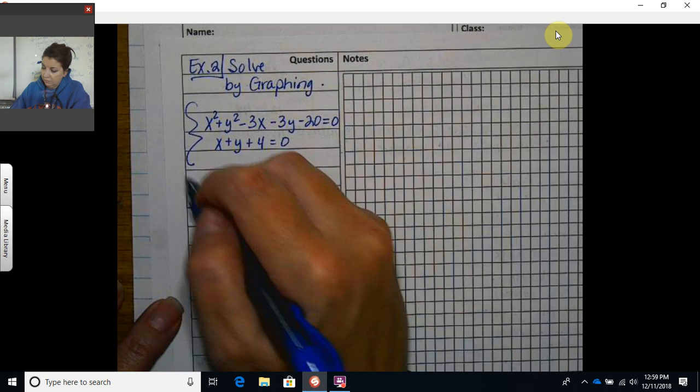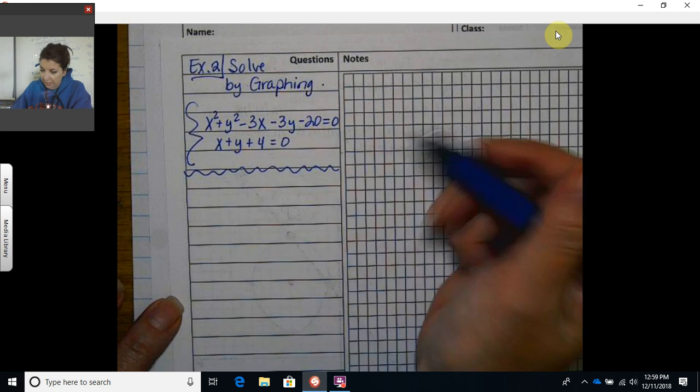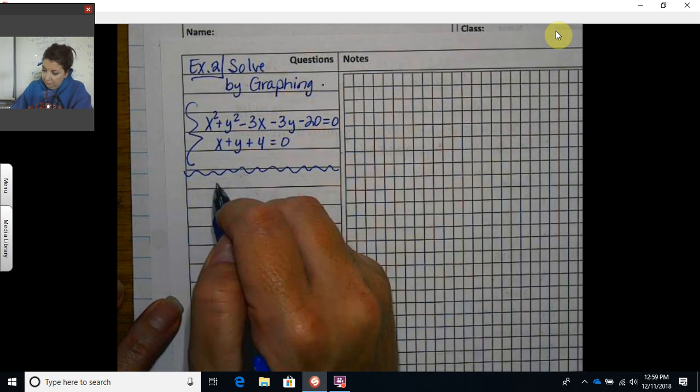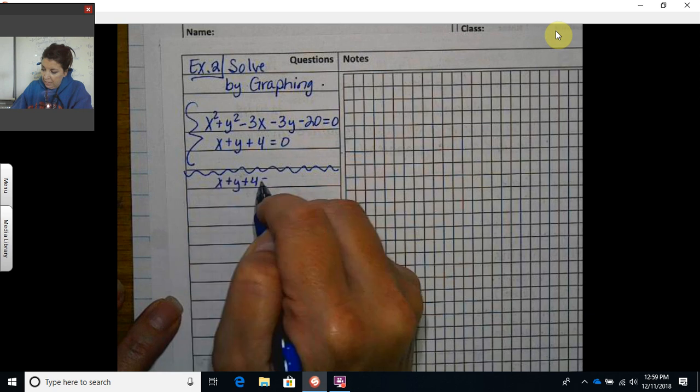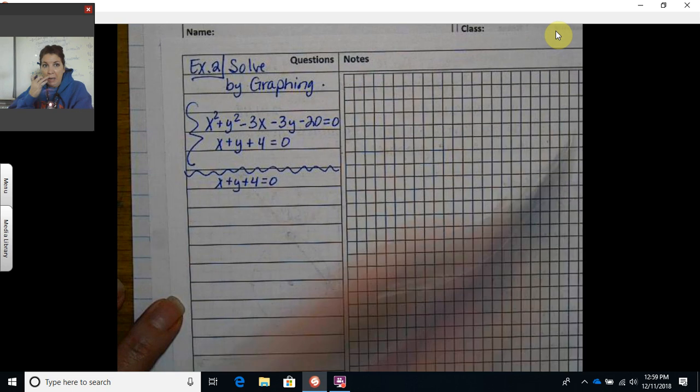It does not matter which one you graph first. I'm just going to start with the line, okay? So I'm going to take my line, and that's not in any particular form. I'm going to convert it to slope-intercept form. So I need my y to stay positive.